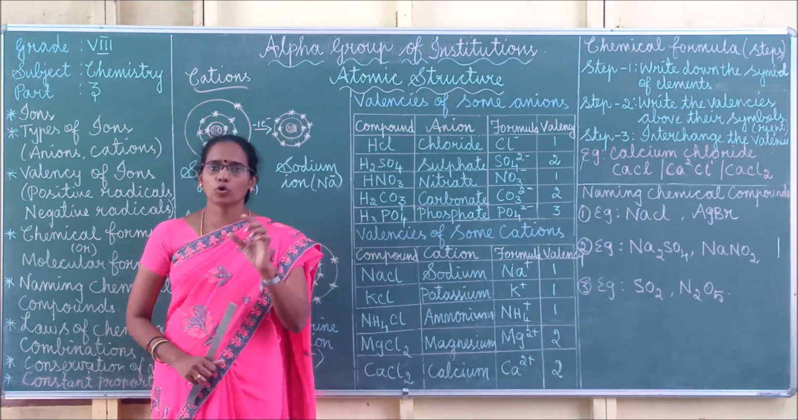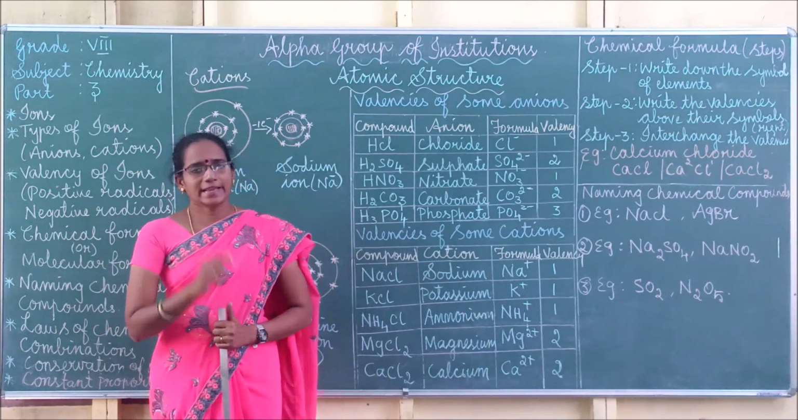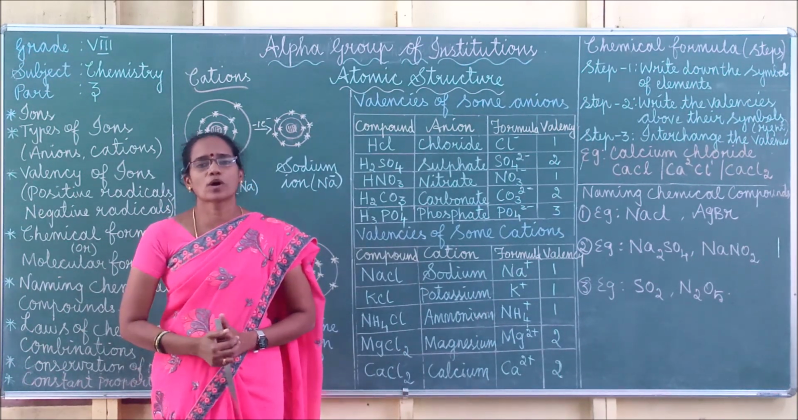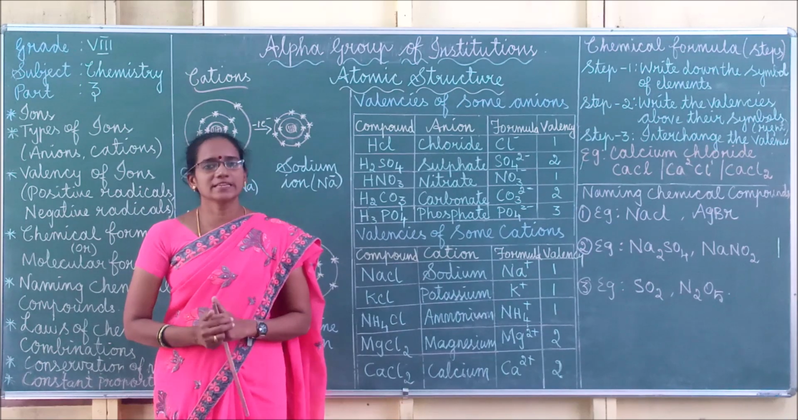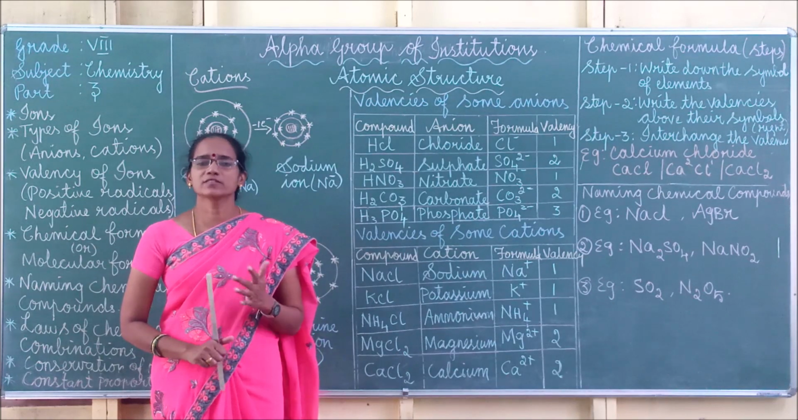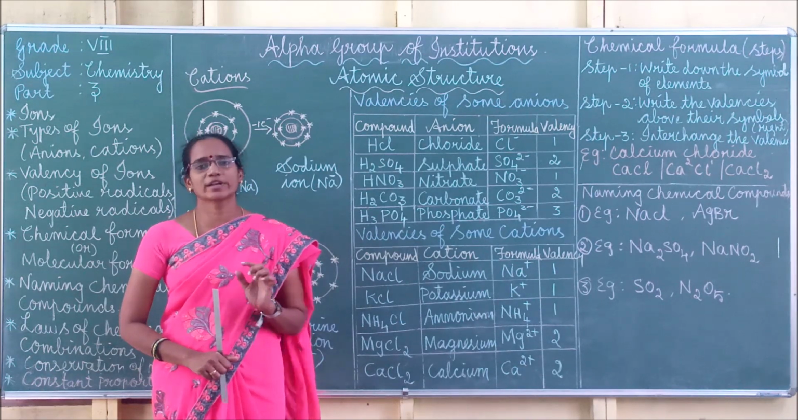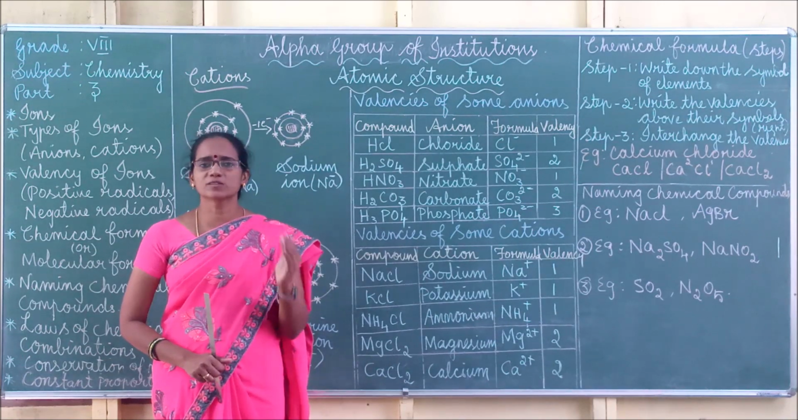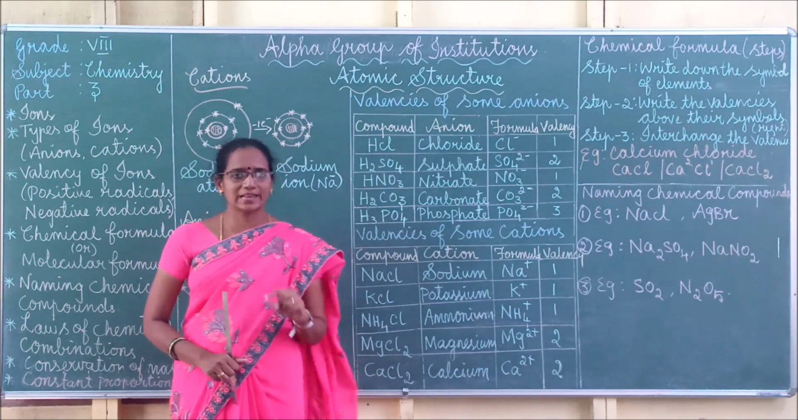First we can see the monovalent ion. What is meant by monovalent ion? An element with valency 1 is called a monovalent ion. For example, we can take sodium and potassium. If you take the sodium element as well as the potassium element, its valency is 1, right? So we can say sodium and potassium are monovalent ions because these elements contain only one valency.